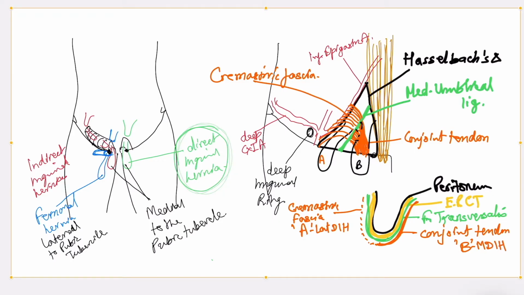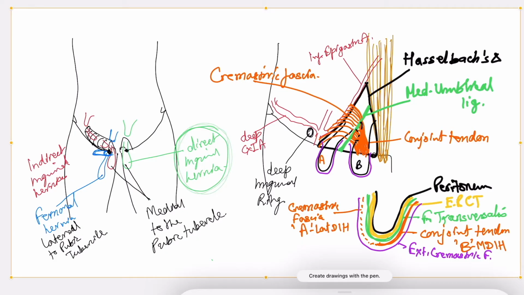And of course, when it emerges out, you will find the external spermatic fascia. Now this external spermatic fascia here, this layer on the outside, is actually the continuation of the aponeurosis of external oblique abdominis, which is even present in the scrotum. And of course, the last of all will be the skin.